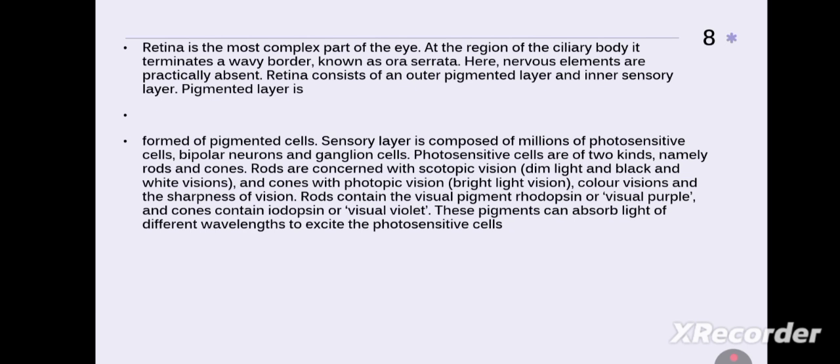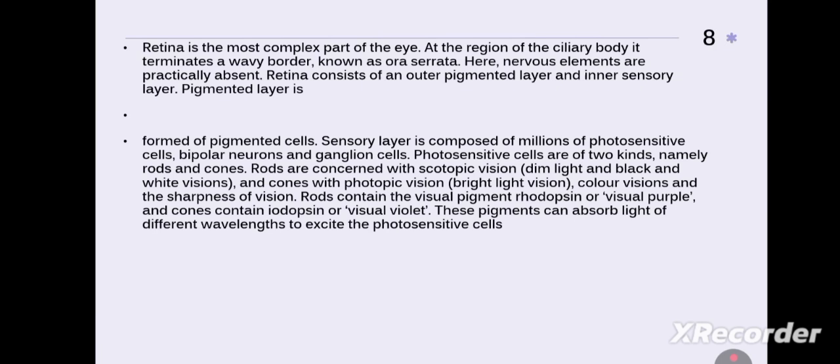Next, retina is the most complex part of the eye. At the region of the ciliary body, it terminates in a wavy border known as ora serrata. Here, nervous elements are practically absent. Retina consists of an outer pigmented layer and inner sensory layer. Pigmented layer is formed of pigmented cells.